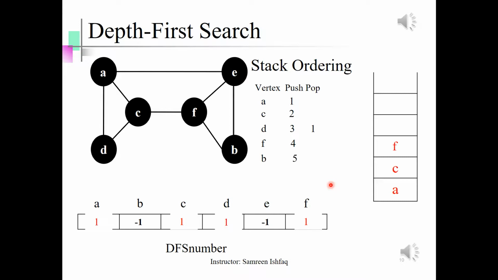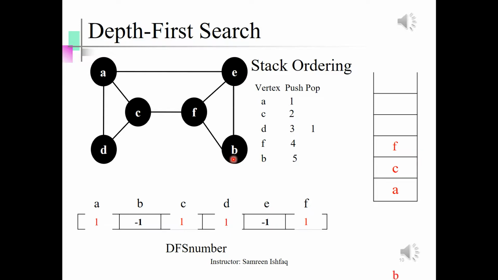Now we will check all the neighbors of vertex F. First we're going to check from F to A, no direct edge. From F to B, direct edge, and B is also an unvisited vertex. We will stop the execution of the function with vertex F and we will call a DFS function with vertex B.